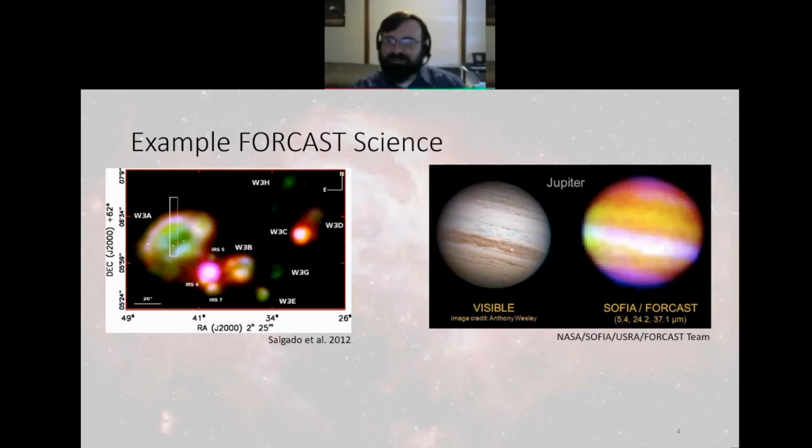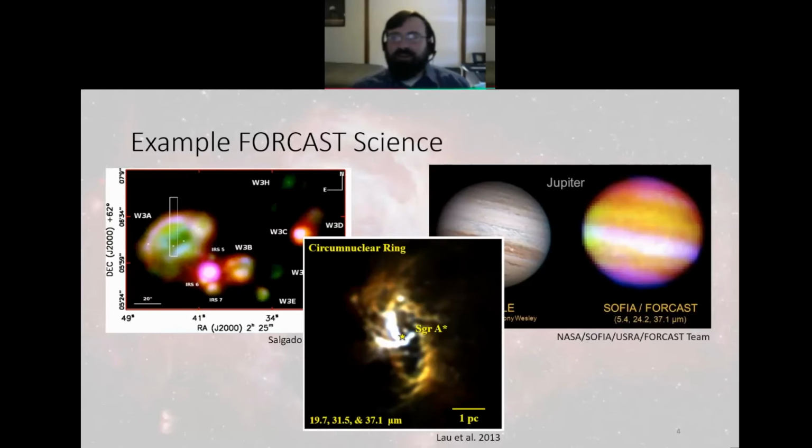This is another early science image, looking at Jupiter, where we're taking these different FORCAST imaging filters. What you're seeing here is basically looking deeper into the planet. The warmer stuff showing up at 5 microns is more interior, and the cooler stuff we're seeing going out to 24 and 37 is the higher cloud layers. So, kind of an interesting thing there.